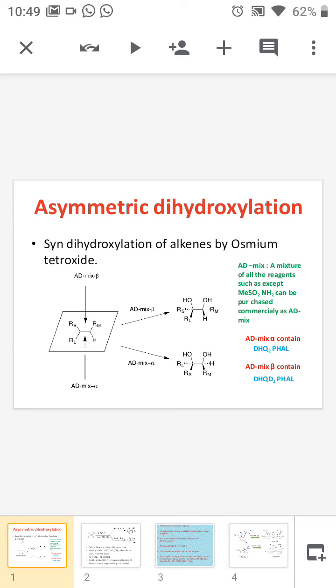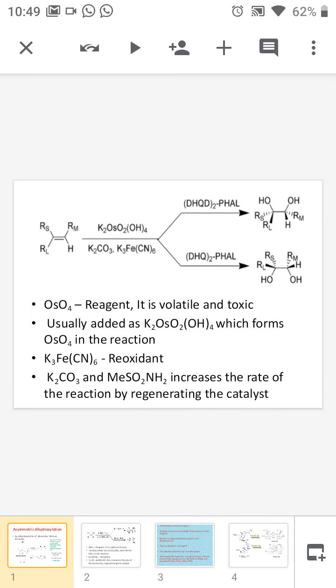Now we are moving into the detailed description of the AD mix. See here, this alkene is treated with this reagent. As we said earlier, the reagent is osmium tetroxide. But osmium tetroxide is volatile and toxic. So usually we are adding K2OsO2(OH)4 as a reagent for generating osmium tetroxide in our reaction medium.